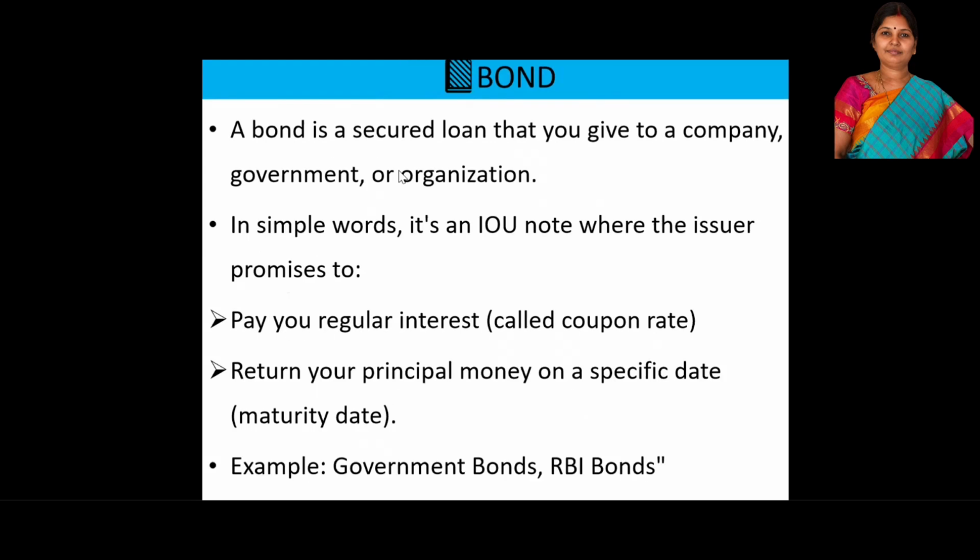Then bond. What is bond? A bond is a secure loan which is offered by a company, government or any organization. In simple words, it's like an IOU note where the issuer of the bond is promising to pay regular interest. This interest rate is called what? Coupon rate. And also the issuer of bond is promising to pay principal money on a specific date. That specific date is called what? Maturity date. So you can see various bonds like Sardar Sarovar bond, government bonds, RBI bonds.